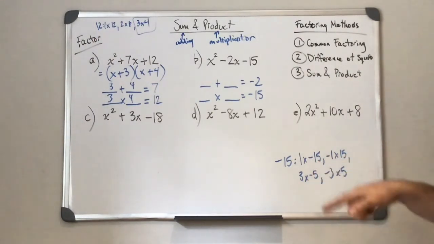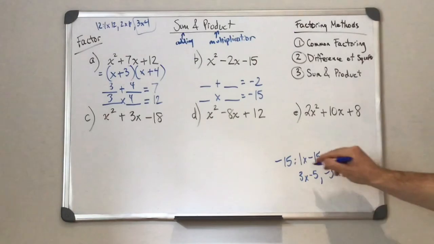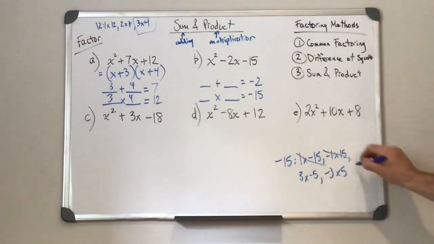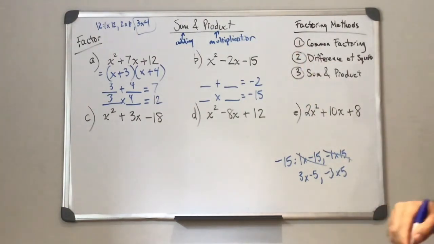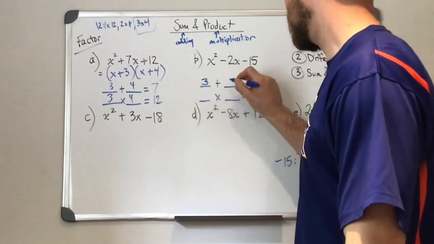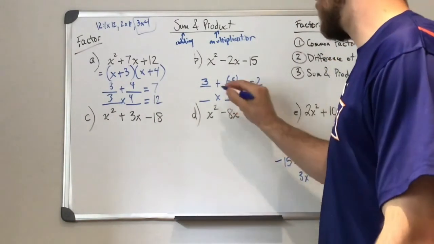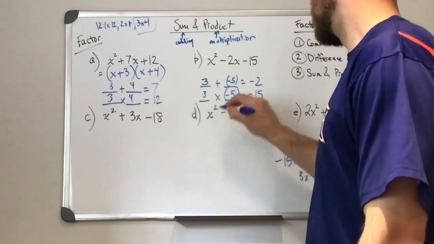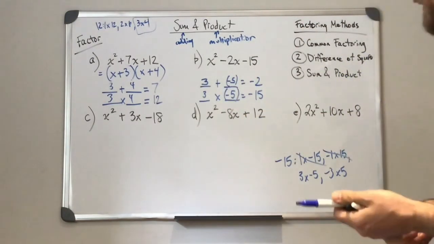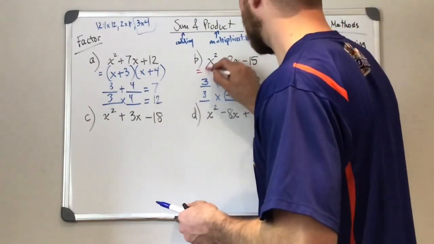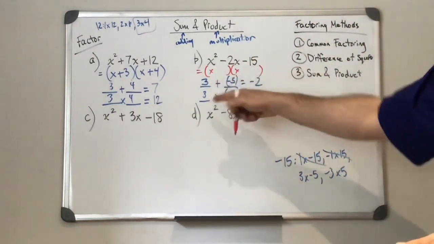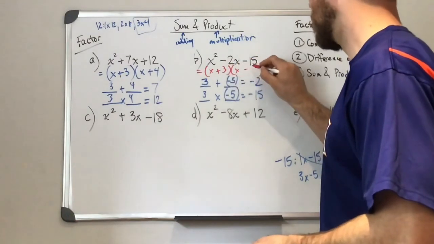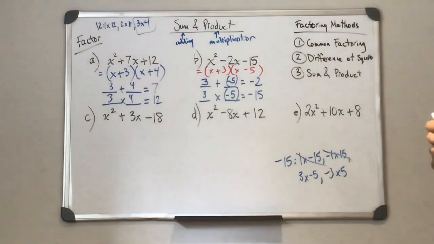Now, 1 and negative 15, do those add to negative 2? Nope, can't be that one. Negative 1 plus 15, nope, can't be that one. 3 and negative 5, hey, that works. 3 plus negative 5 gives me negative 2, and 3 times negative 5 gives us negative 15. I'm going to change color here. We put our x's up front and then our two numbers, a positive 3 and a minus 5. So that is now factored using sum and product.